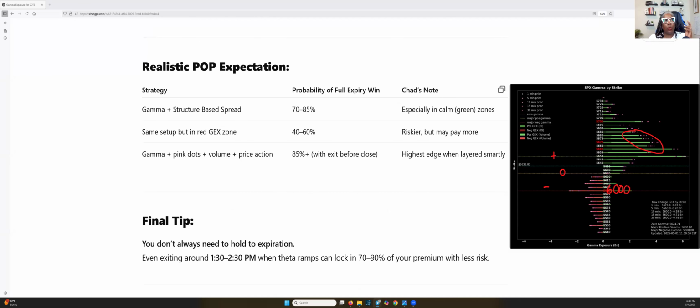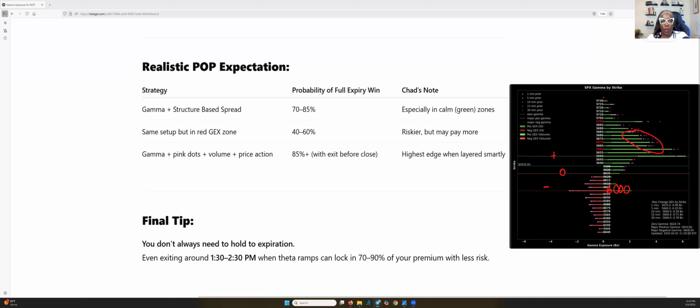So he says here, if you're doing gamma plus structure-based spreads, then you've got a 70 to 85% probability of profit. If you do the same setup in the red zone, you basically diminish yourself down to 40 to 60. Basically, don't try to do iron condors or redder in the red. And if we do gamma plus the pink dots plus volume plus our price action, then we've got an 85+% chance, especially if we look to exit before close.